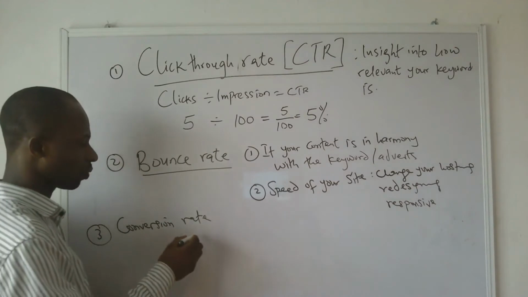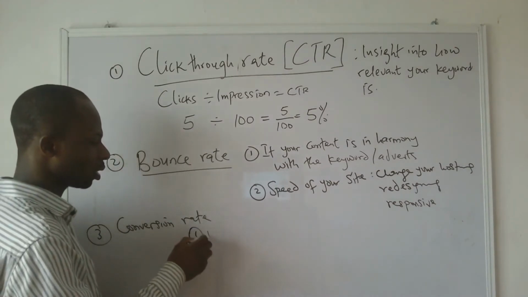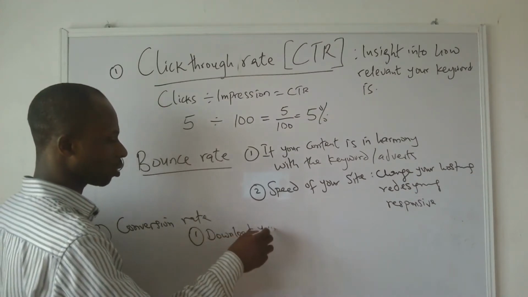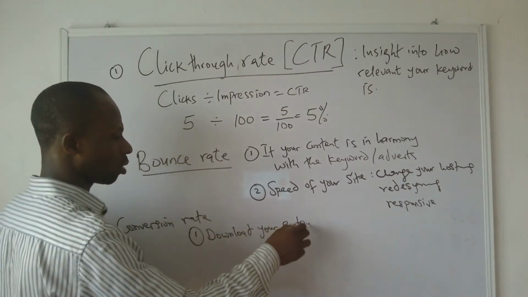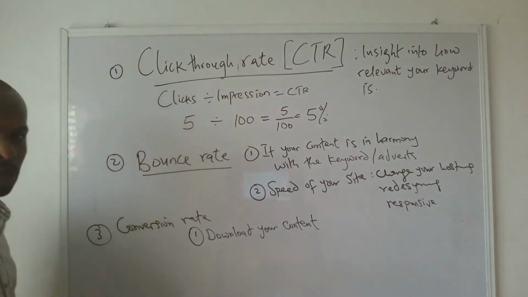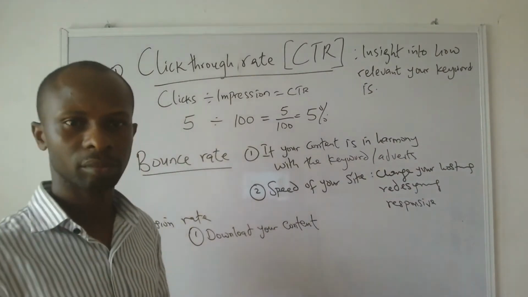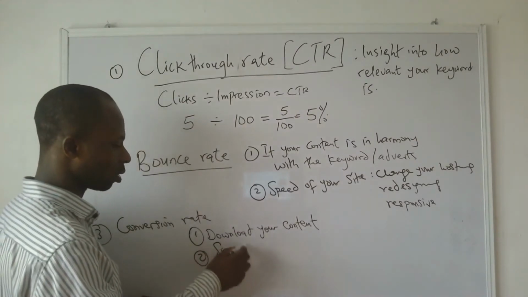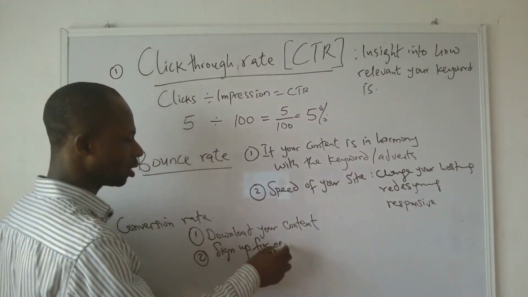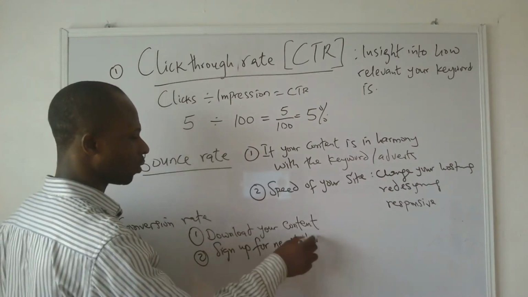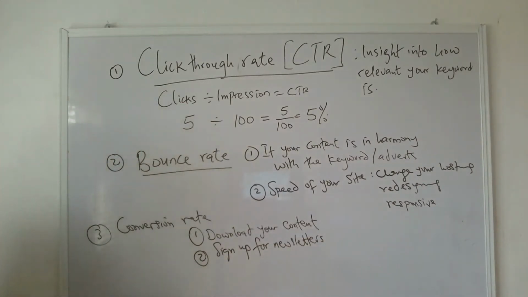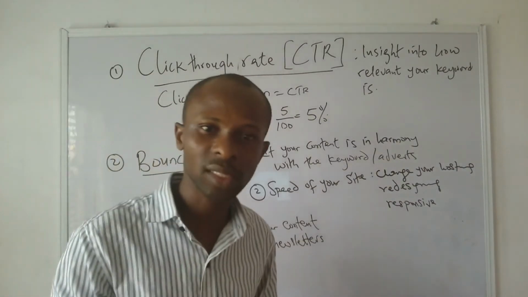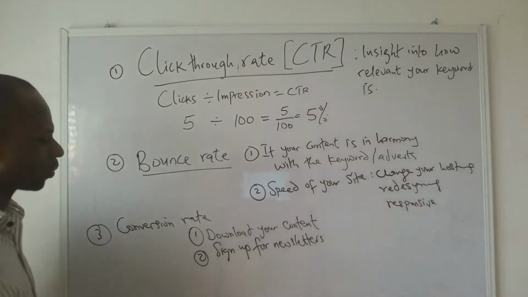For instance, how many of them download your content? How many of them download your material, your free gift? How many of them sign up for a newsletter? These are what we call conversion. There must be something they are doing on your website that lets you know that real people are actually visiting the website. How many people sign up for a newsletter?